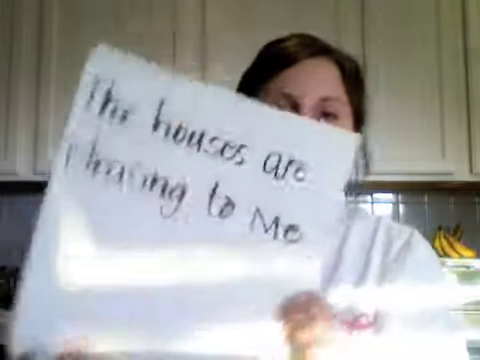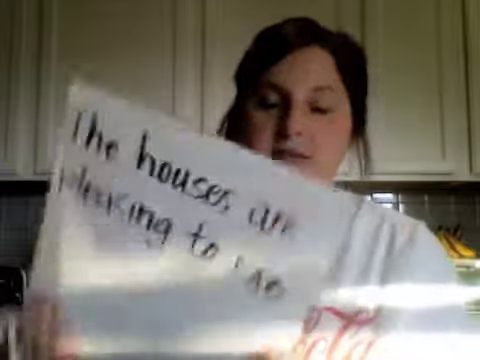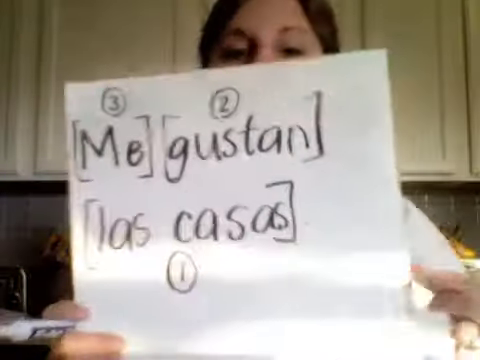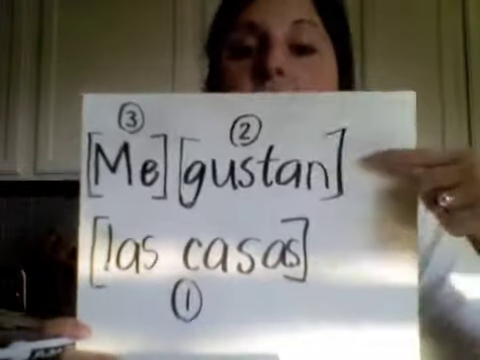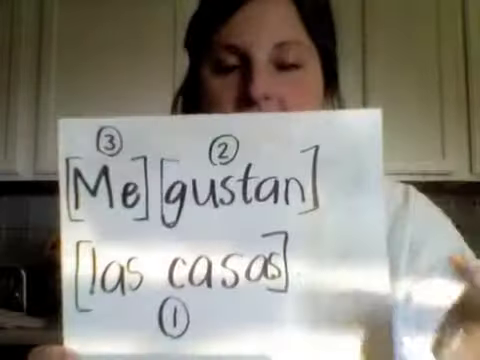Alright, so we can either have one thing that we like or more than one thing that we like. So let's talk about what would happen if I changed this sentence to I like the houses. So instead of the house is pleasing to me, I'm going to reword my sentence to the houses are pleasing to me. And that's also going to change my, instead of la casa, I'm going to have las casas. Okay, so now the houses, las casas, gustan.